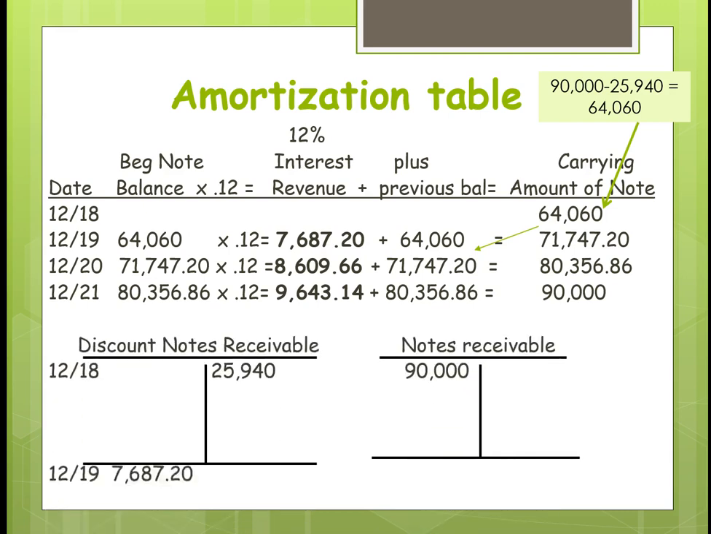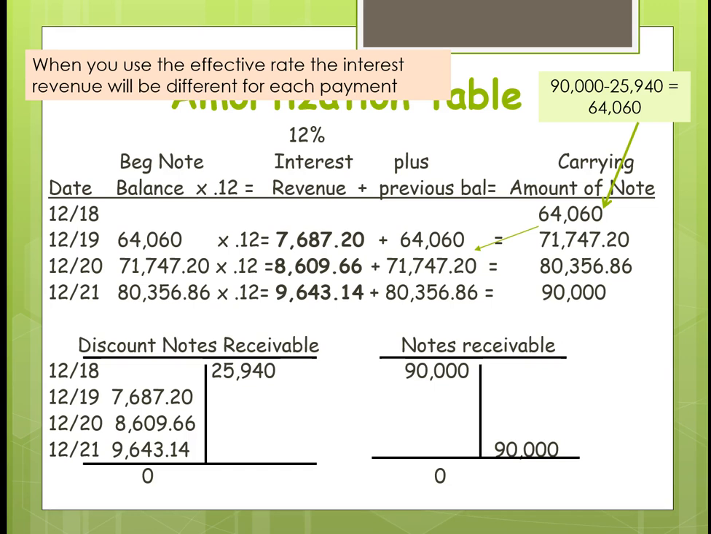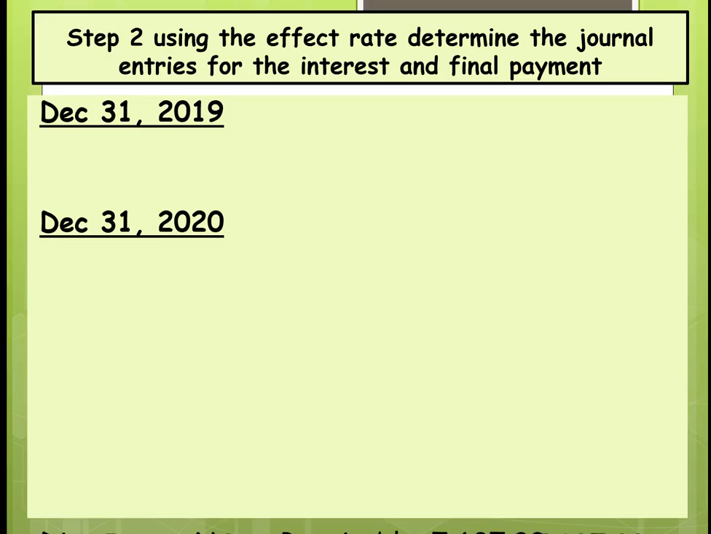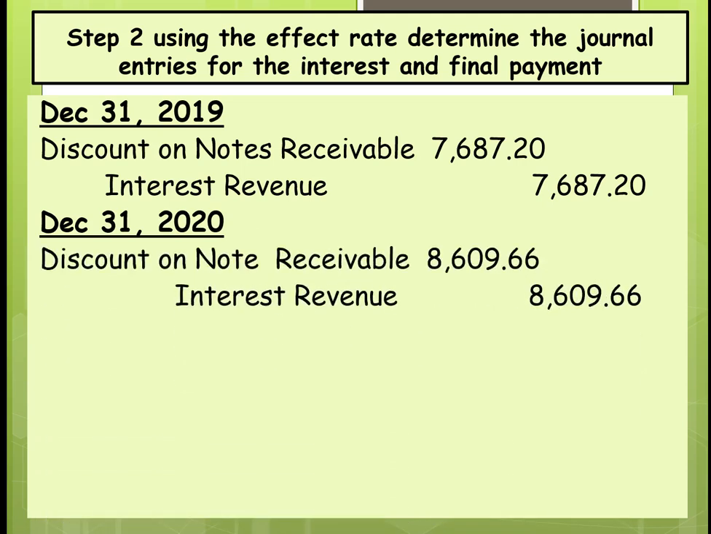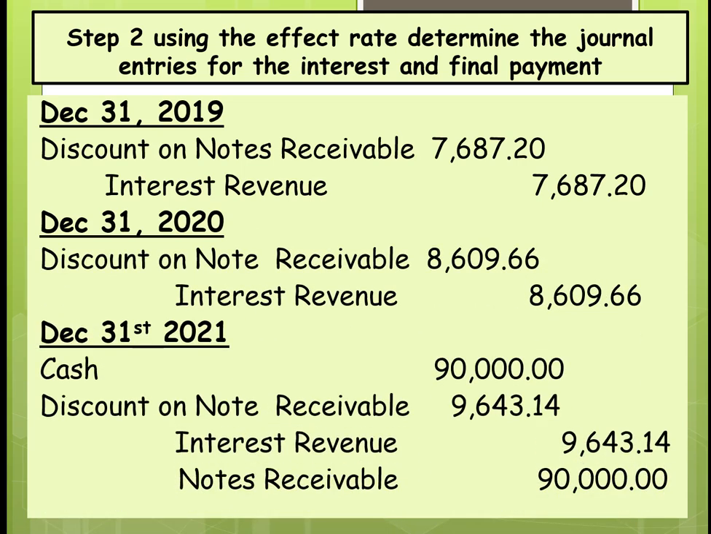So what does it look like in our T accounts? Remember, at the end of 3 years, both these accounts have to zero out. And remember, whenever you use the effective rate, your interest revenue or expense is going to be different every year. So there's our first journal, our second journal, and our final journal.